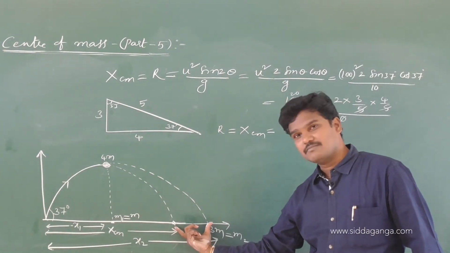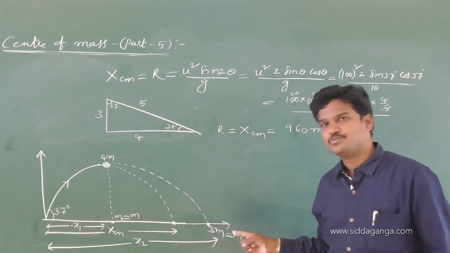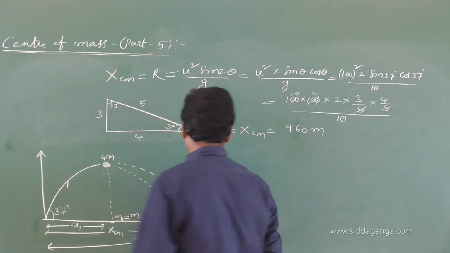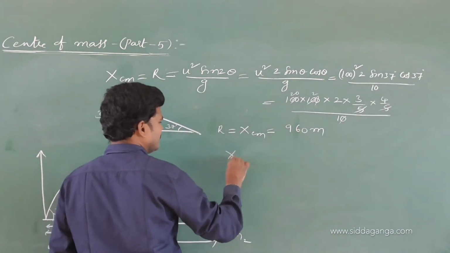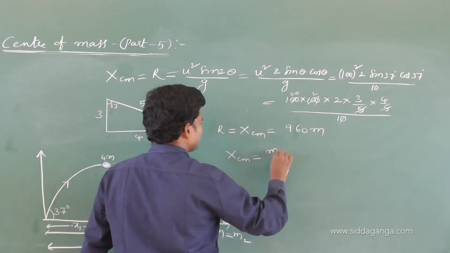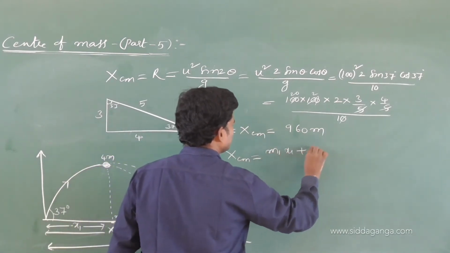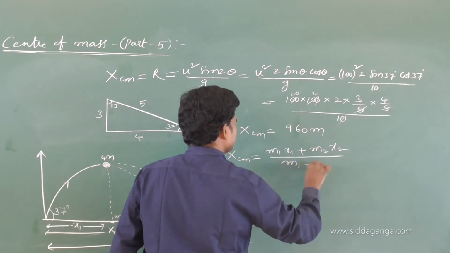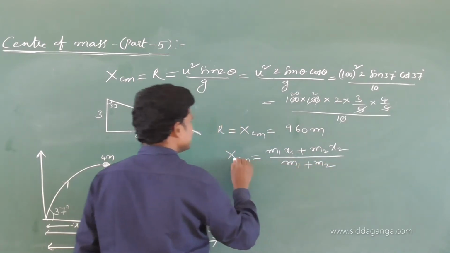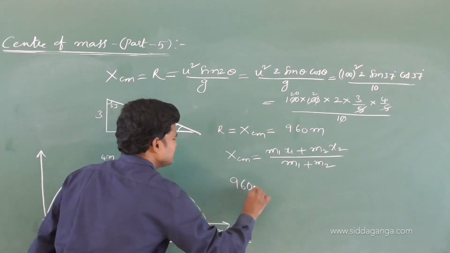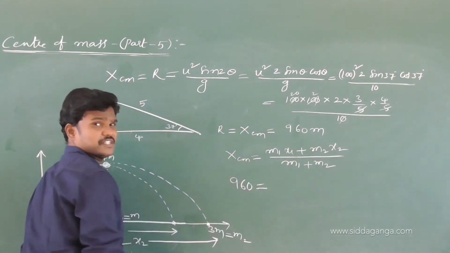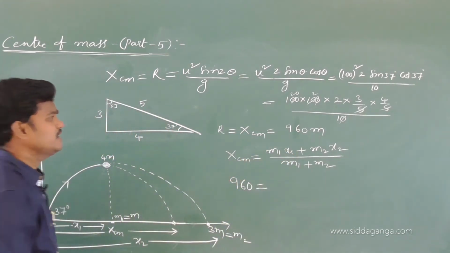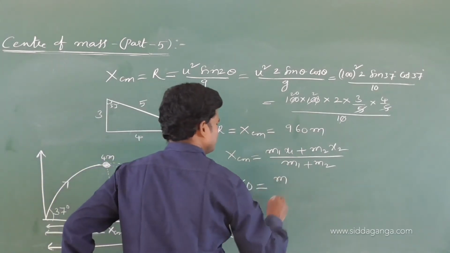So you find this one, otherwise you find x2 directly. By using center of mass, let me find it like this. Xcm is equal to m1 x1 plus m2 x2 by m1 plus m2. What is Xcm? Xcm is very clear, 960. Xcm is nothing but the range. That is 960. m1 is m.